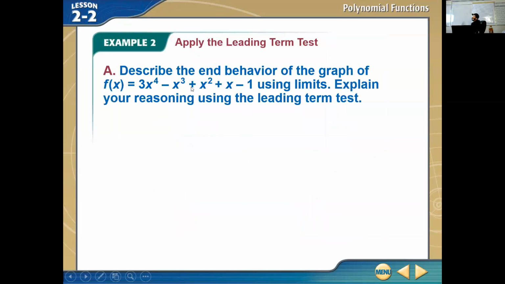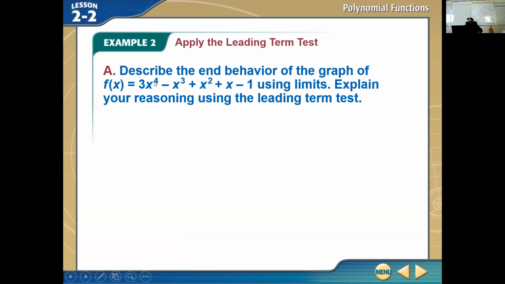So it says, describe the end behavior of the graph of f of x, which is equal to 3x to the fourth minus x cubed plus x squared plus x minus 1 using limits. Explain your reasoning using the leading term test. So once again, our leading term is the one that controls our end behavior. It's going to be the one with the highest exponent, and we want to focus on the coefficient that's associated with it. So the coefficient here is 3 and it's positive.